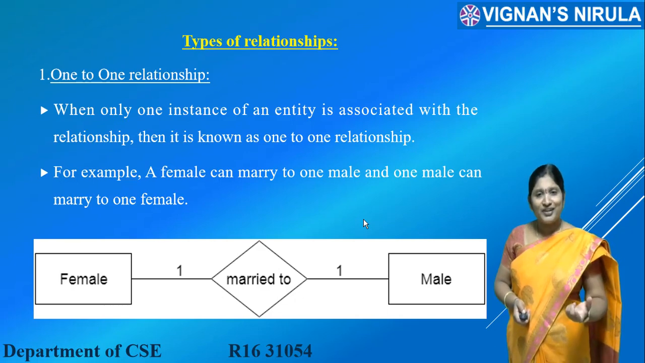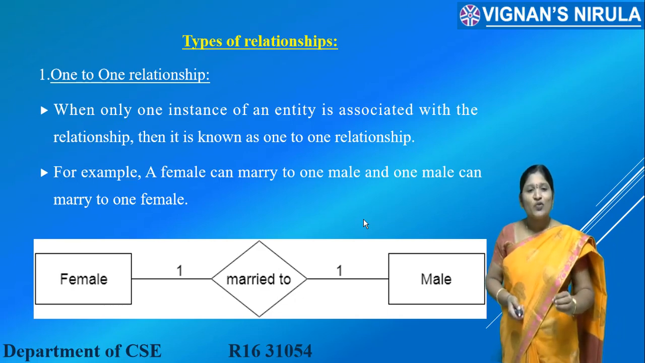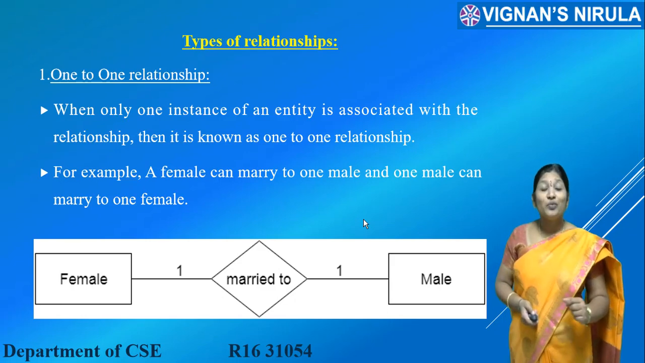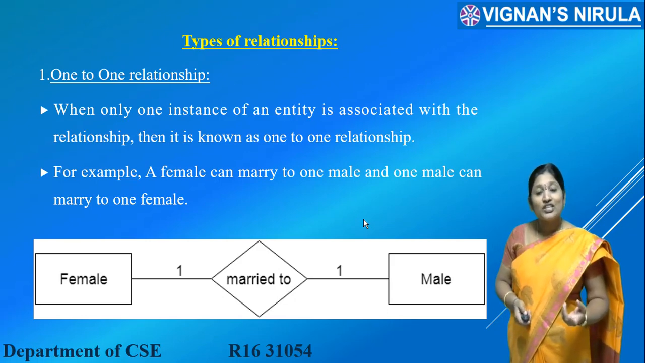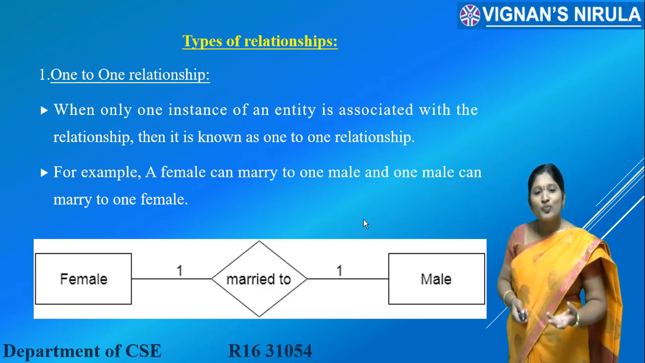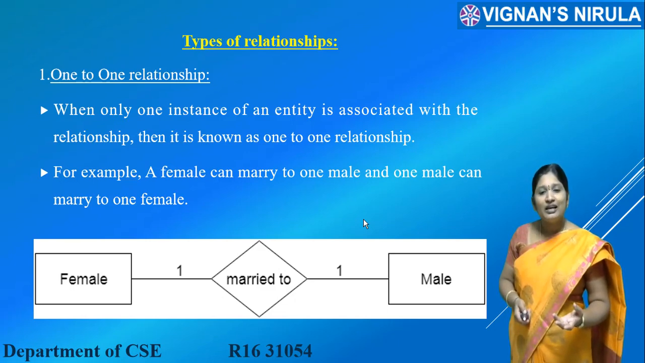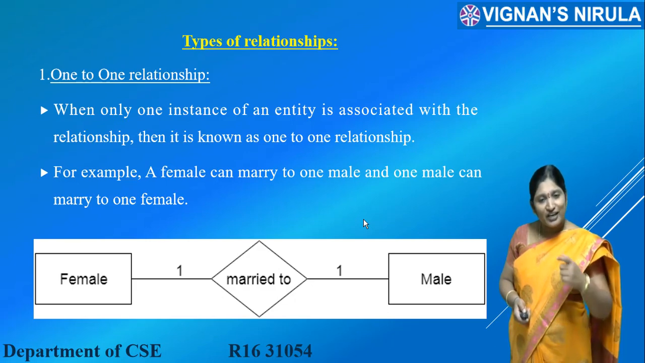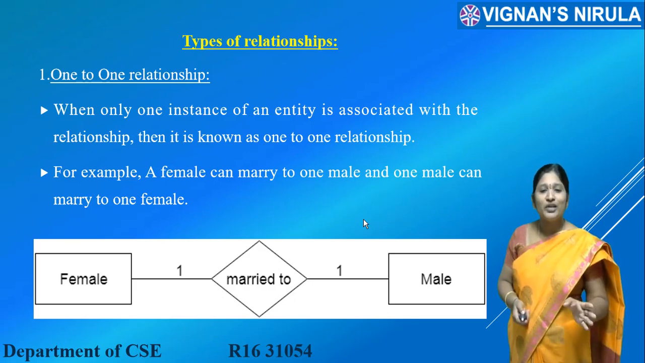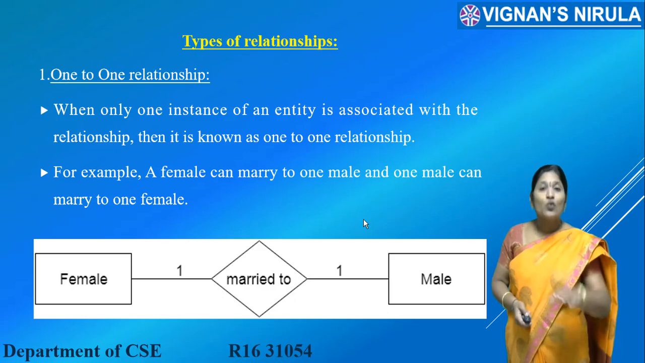Or for example, in the database that has been given, one female can marry n males, many males. What is the kind of relationship? A female can marry many males. So what is the participation of female? N, many. Here you need to represent many. Whereas a male can marry one female. The participation of male is only a single. You can write it as one. That type of relationship is called one-to-many.